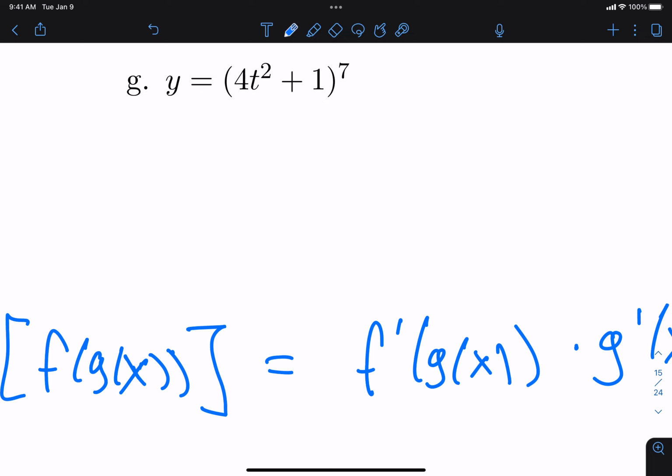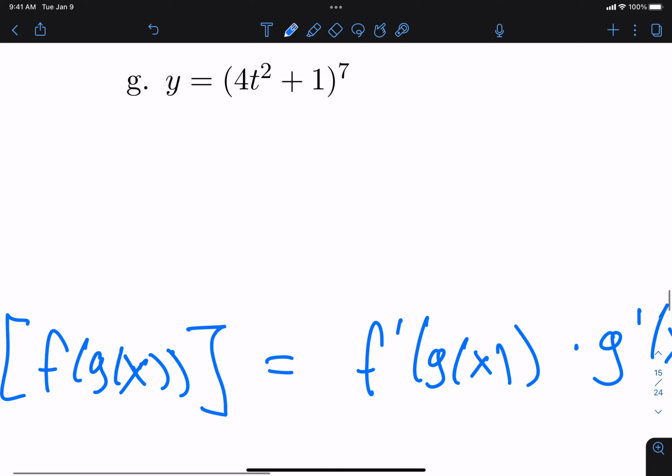4t squared plus 1, all raised to the 7th power. You could, if you want, FOIL this 7 times, and then you would have a polynomial that you could just use the power rule on. But it's not really that practical to FOIL 7 times when you're taking a 75-minute exam. So let's use the chain rule.